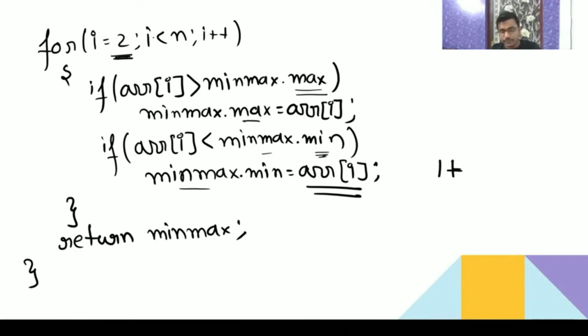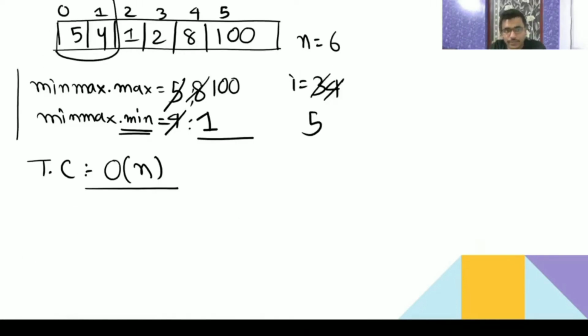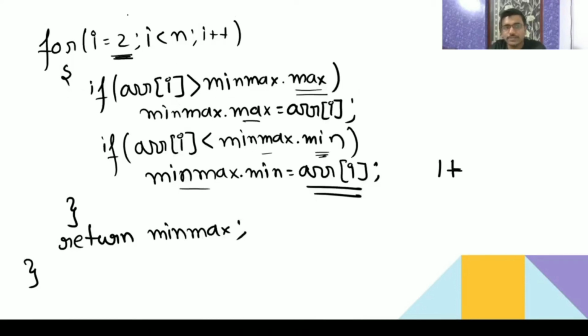Till how many elements we are checking: I have written here 0 and 1, for these I have done one comparison. Then how many elements are left in the array? If n is 6, then 6 minus 2 is 4. So this loop is running n minus 2 times, and in every execution of this for loop I am doing one comparison here and one comparison here. So in total I am doing 2 into n minus 2.